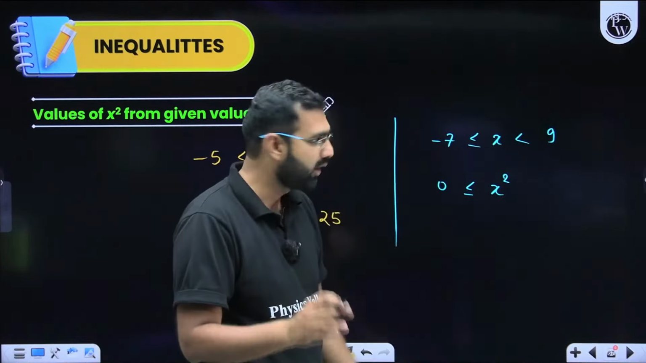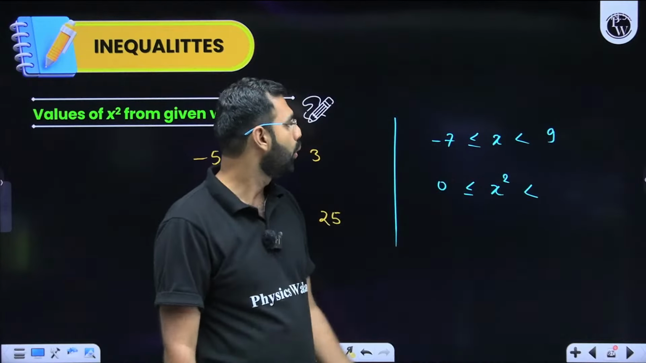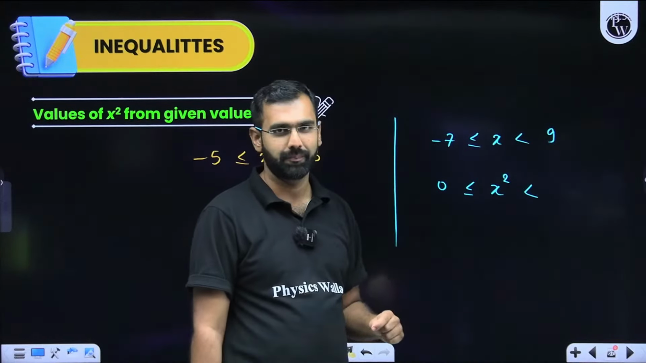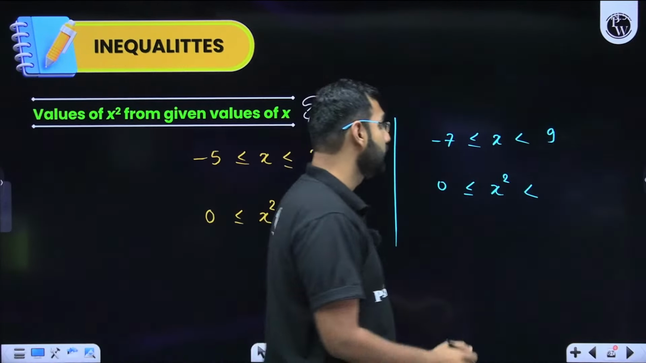Then can you help me with the largest possible value? Will it be 49 or 81? I hope you're understanding the largest value here will be 81. But can you help me with the equality sign? Will it be equal to 81 or simply less than 81? Here 9 is not included, so of course 81 is also not going to be included. Everybody got that? All the participants. Can I go ahead from here?